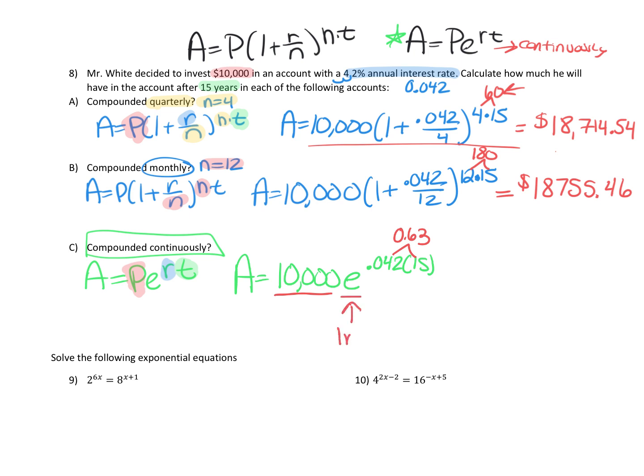To find e, you're going to look for your LN button, and you're going to do your second or your shift and then your LN button. So 10,000 times e to the 0.63. And so we get $18,776.11.